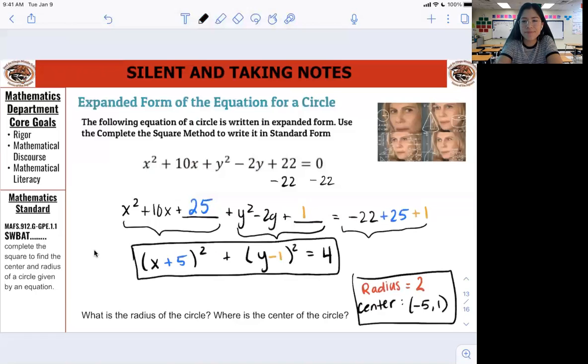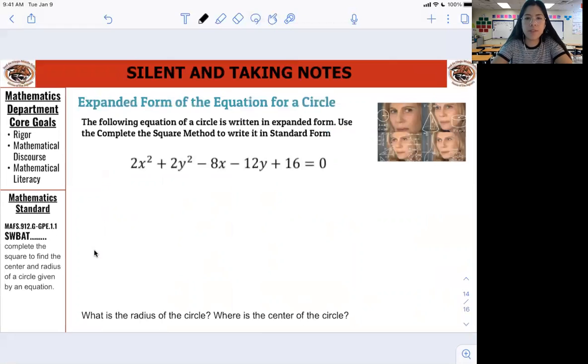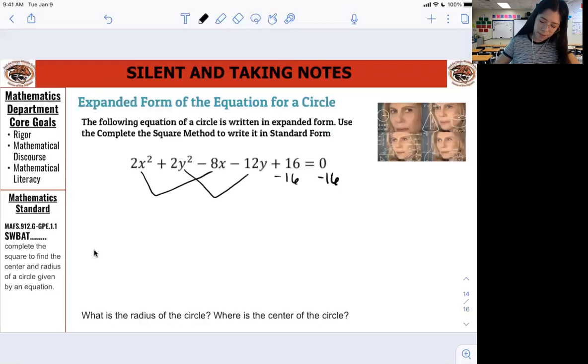Questions on this example? All right, one more. And then I think we'll be done after that. Now let's do this one. All right, what do I have to do first? So I have to subtract 16, that's true. There's one more thing really quick. Yeah, I gotta move things around. I bring all my x's into one place and all my y's into one place. So I have 2x squared minus 8x, and then I have 2y squared minus 12y, and then I have -16.